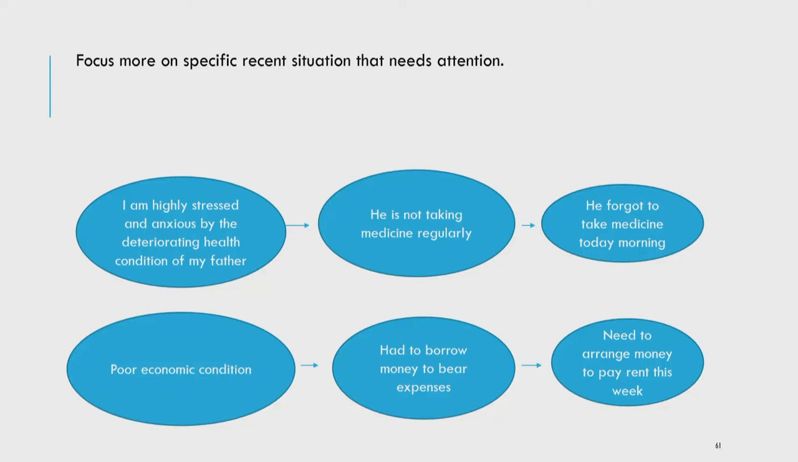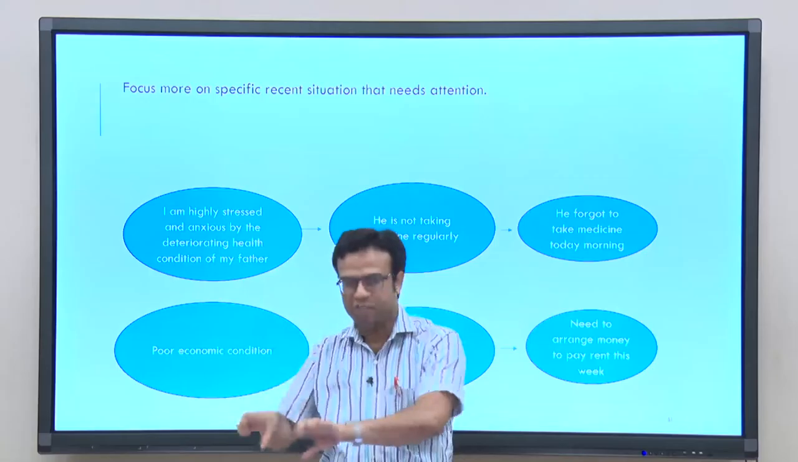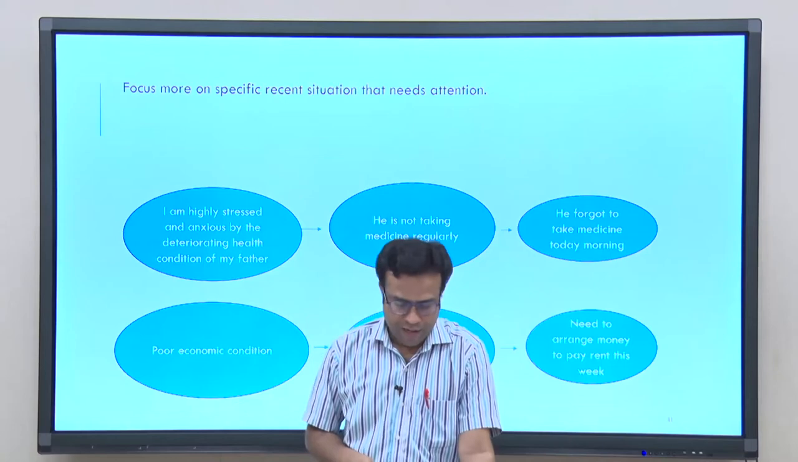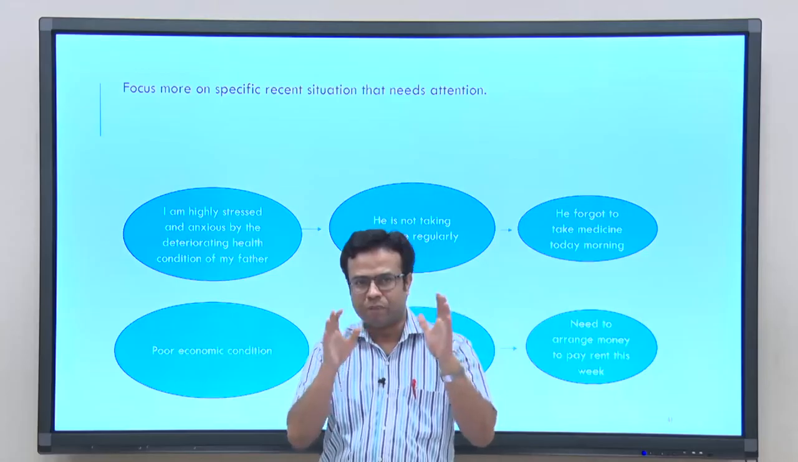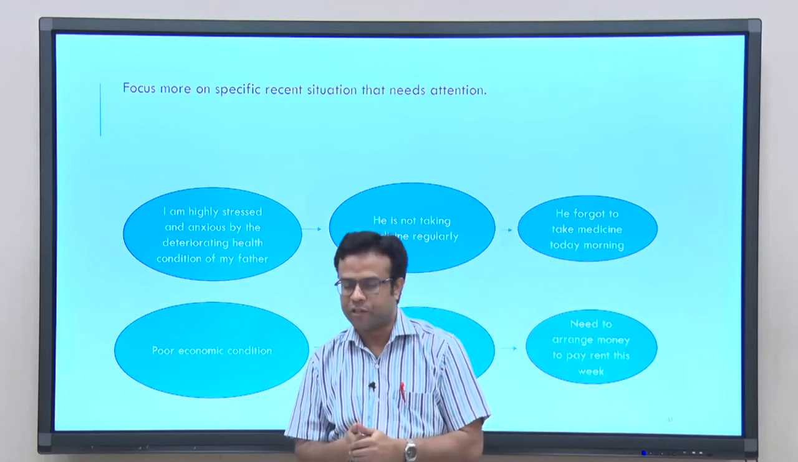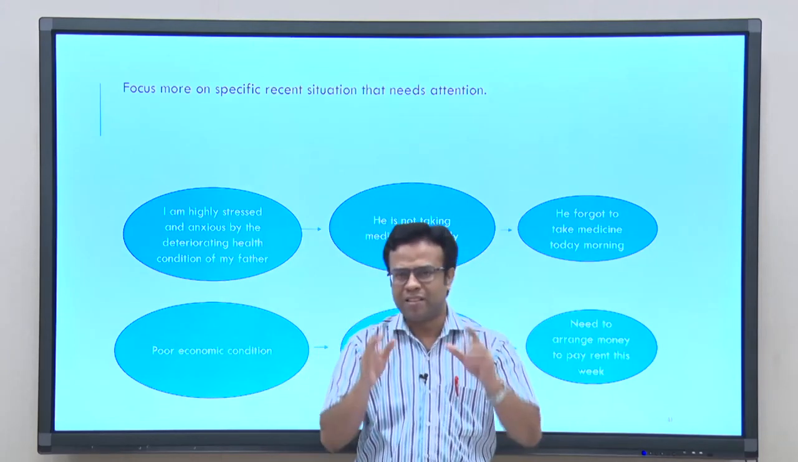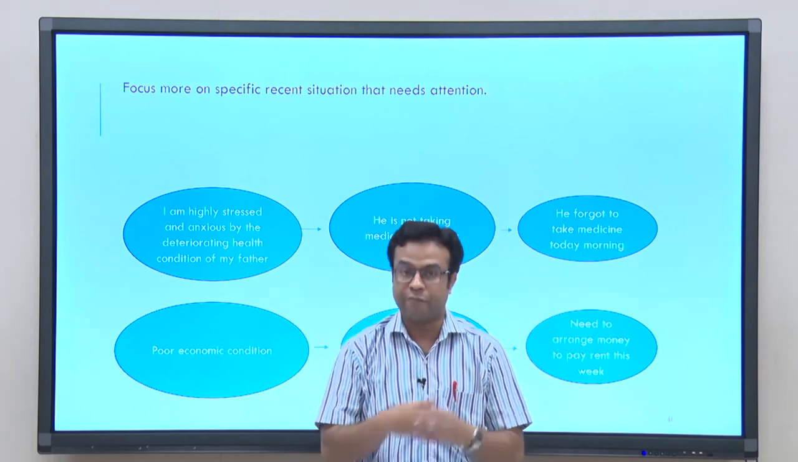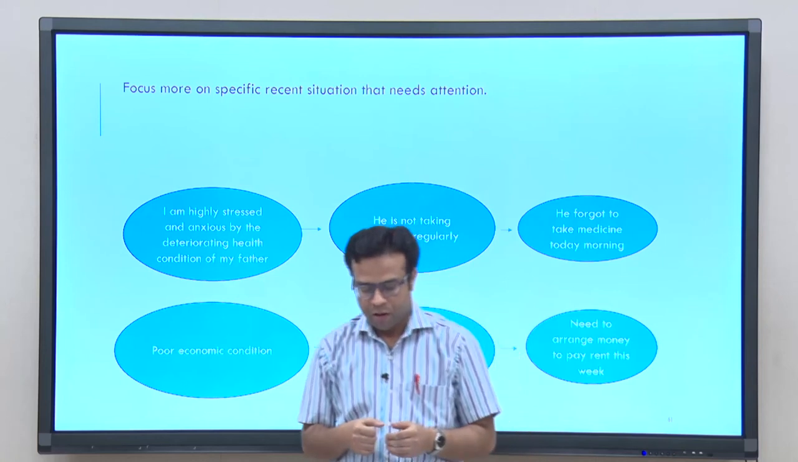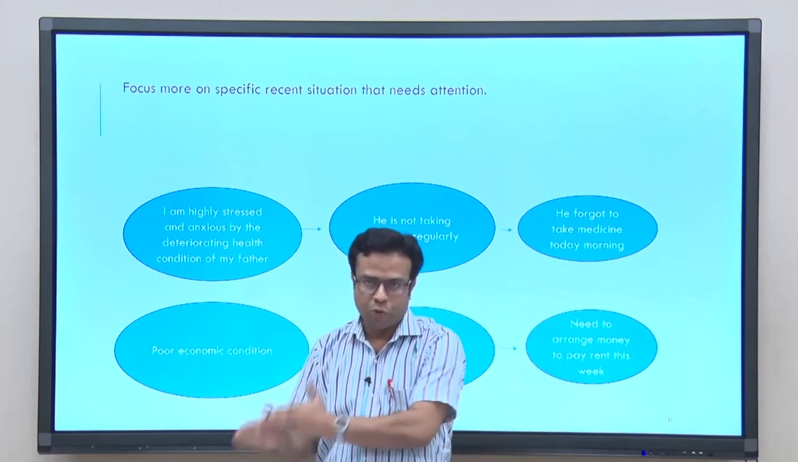these are some examples of how to move from general and global to more specific stressors. So, let us say somebody says, I am highly stressed and anxious by the deteriorating health condition of my father. So, his parents' health condition is causing a lot of stress. Health condition of parents is more global and general. You cannot really directly deal with every aspect of health condition. So, you can break it into more specifics.